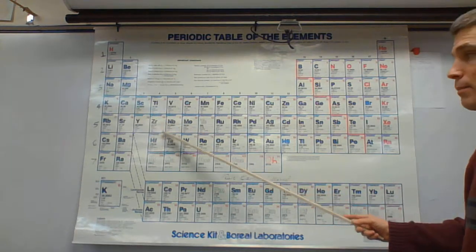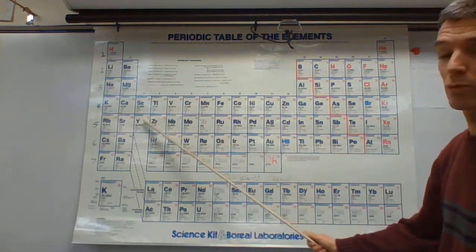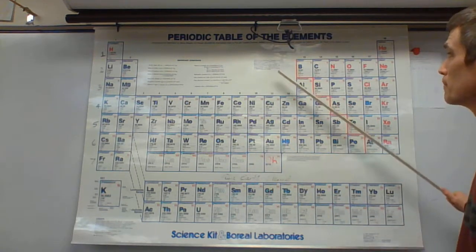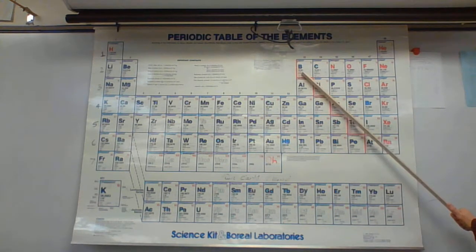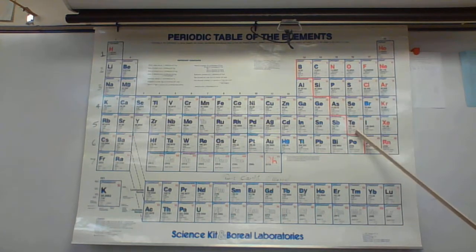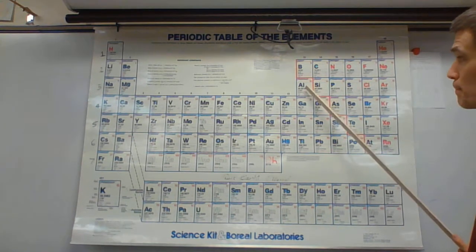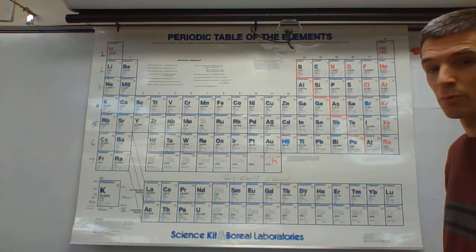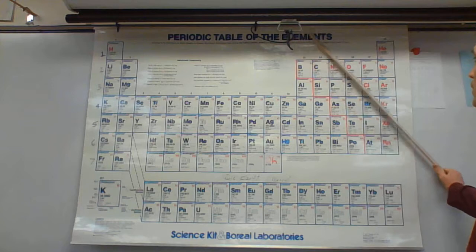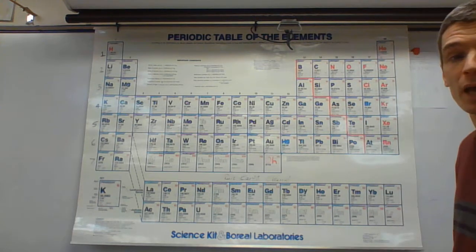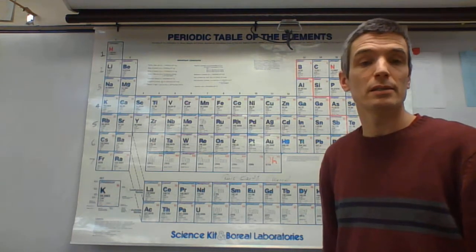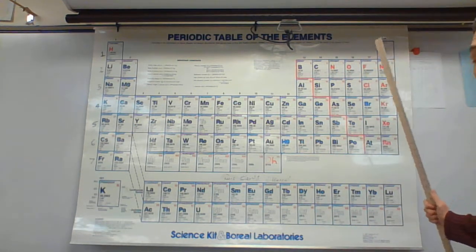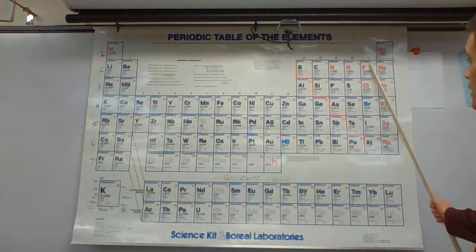Now, these in the middle, these groups 3 through 12, are also metals. And the ones that touch the staircase line, outside of aluminum, are semi-metals. They have properties of both metals and non-metals. Everything up here is a non-metal.